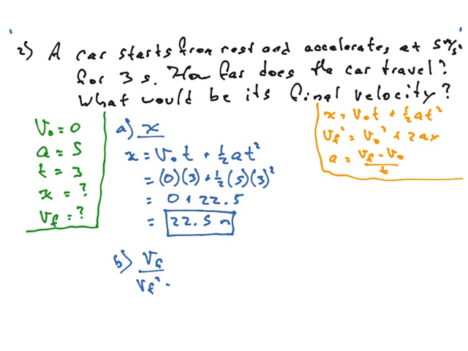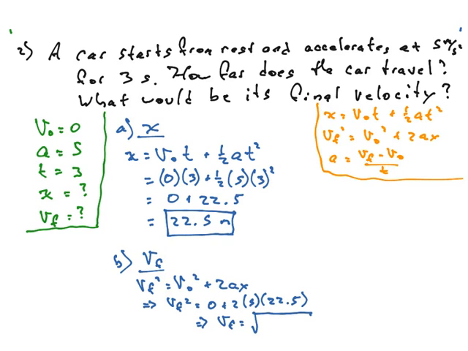VF squared is V naught squared plus 2AX. Okay, so VF squared is 0 plus 2 times 5 times 22.5. So this says VF is the square root, because I need to get rid of the VF squared, so I square root both sides. 2 times 5 times 22.5 is 225. And the square root of 225 is 15.